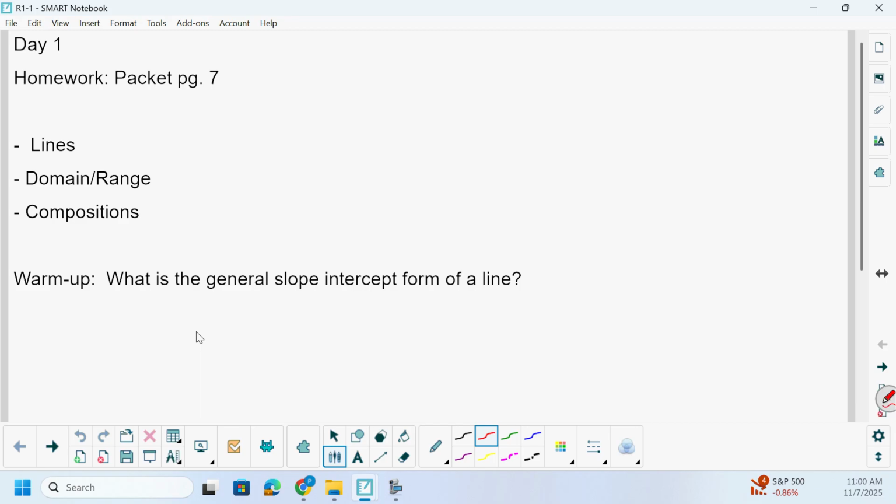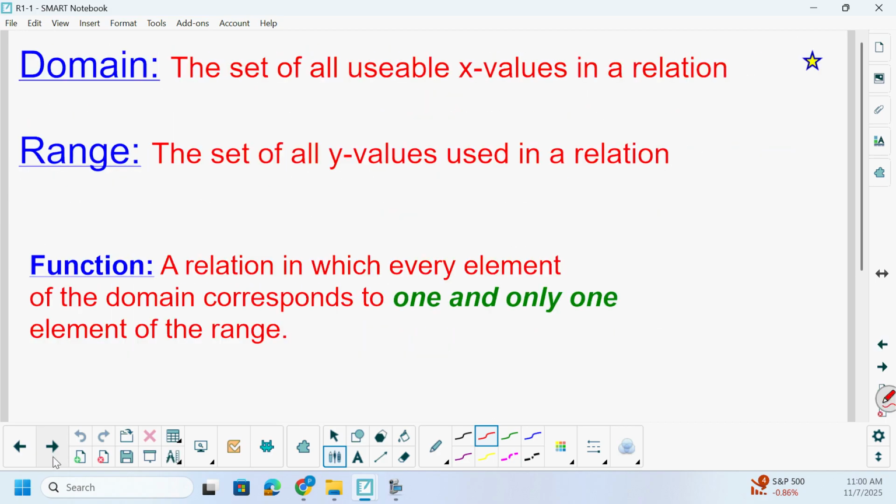And if you need a calculator, just ask the sub to get you one. They're in my top left drawer in my desk, and just make sure to return that at the end of the period. So we're going to go a little bit out of order to try and focus first on the ones that people tend to have more difficulty with. So we're going to start on the bottom of page 3, where it says domain and range.